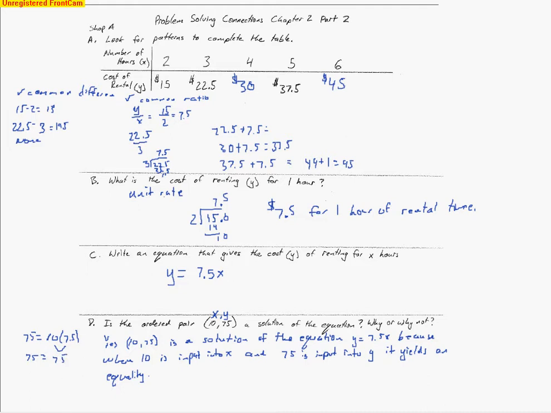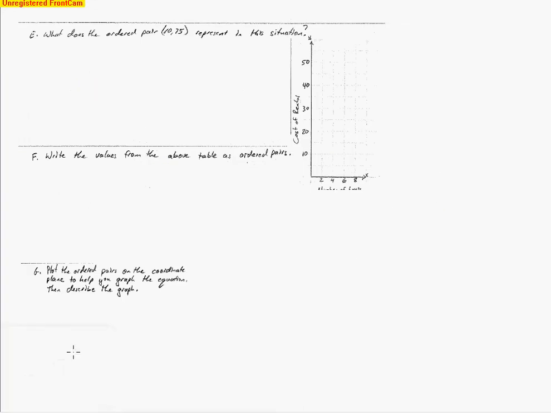Well, let's take a look at the next section. And it's this one over here where it says E, what does the ordered pair (10, 75) represent in this equation? And so what we have to do is specify what the 10 is. So 10 is the number of hours the equipment, we'll say, or the kayak, I guess is what this is, the kayak was rented for.